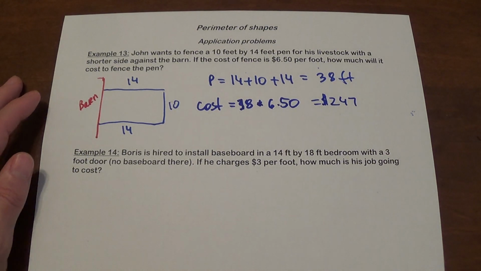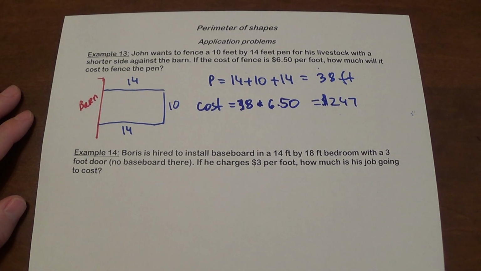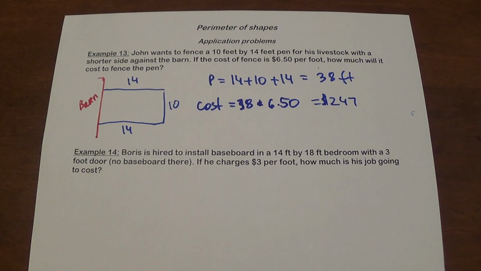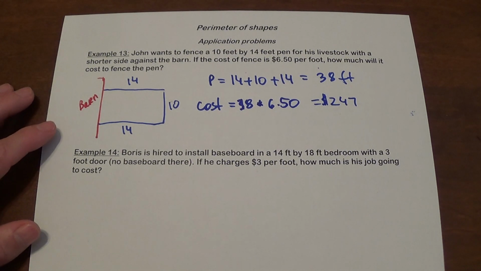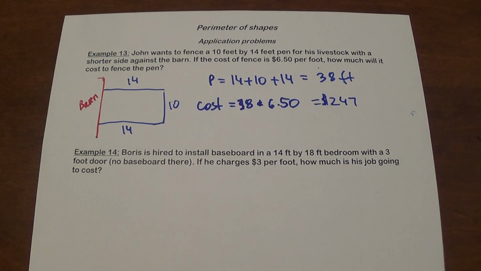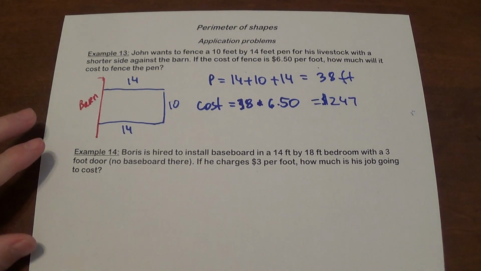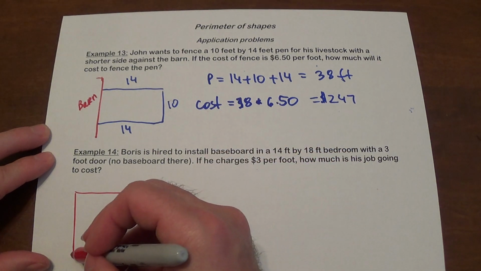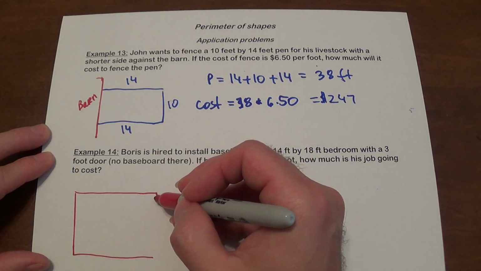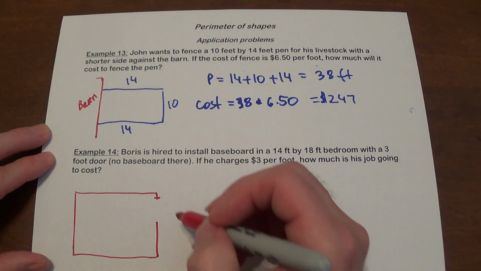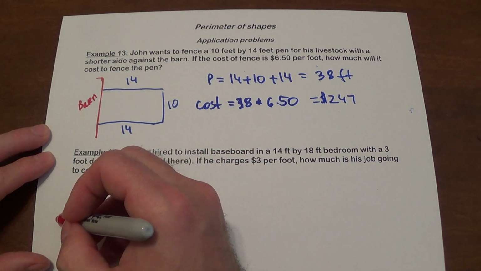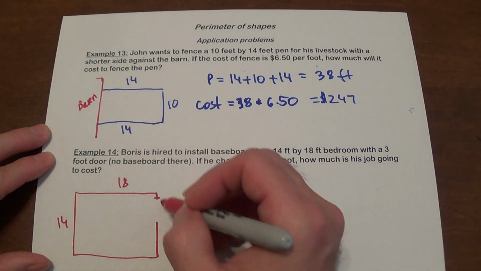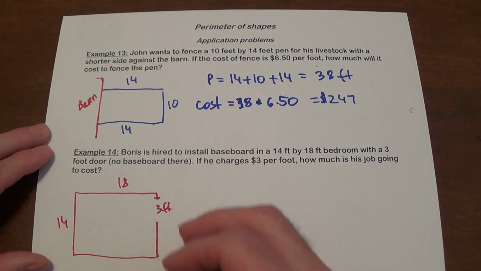Okay, and last example here, Boris is hired to install baseboard in the 14 by 18 foot bedroom with a 3-foot door. There's no baseboard there, and he charges $3 per foot. How much is the job going to cost? So let's draw a diagram. What we have here is, it doesn't matter where the door is, we just know somewhere it's going to be. So we have a door here, which is going to be 3 feet. So this thing is 14 by 18, and this is 3 feet, right?